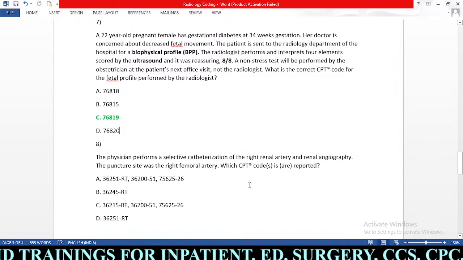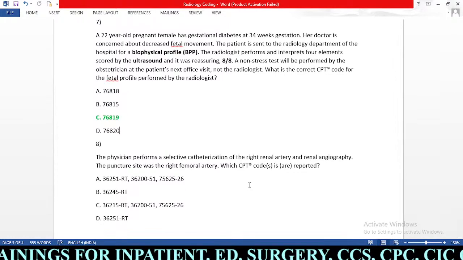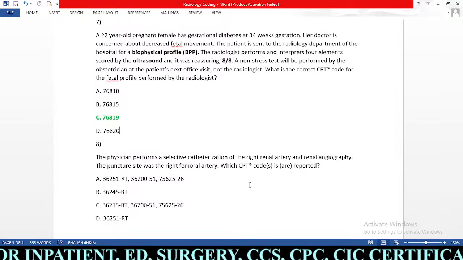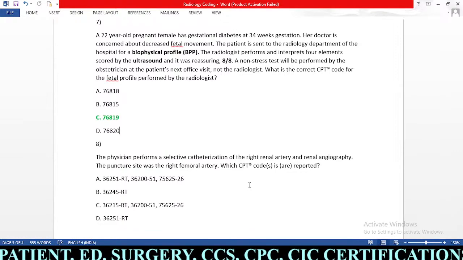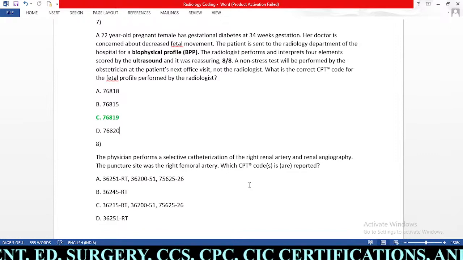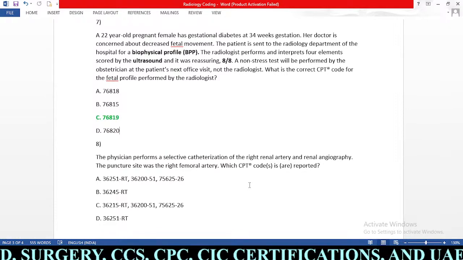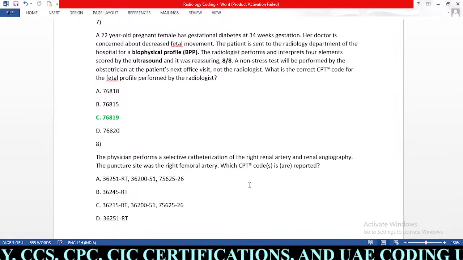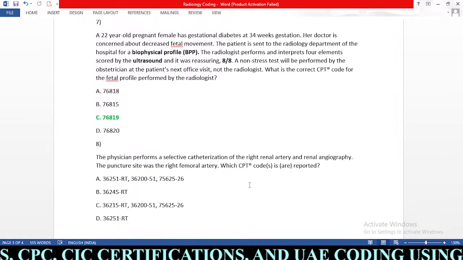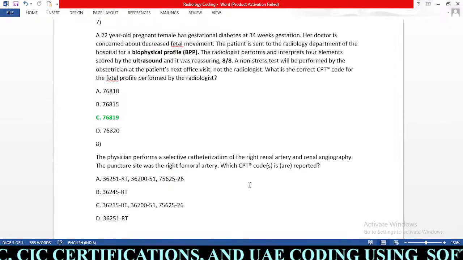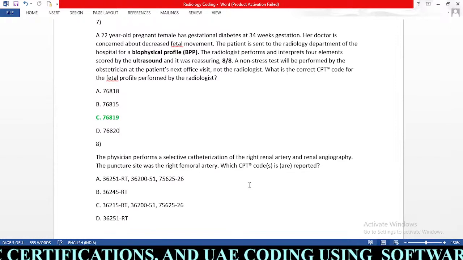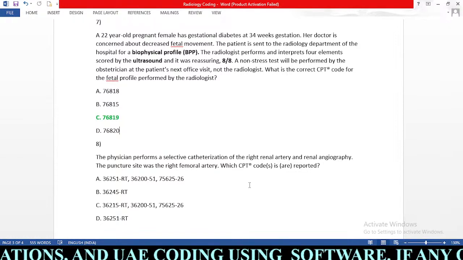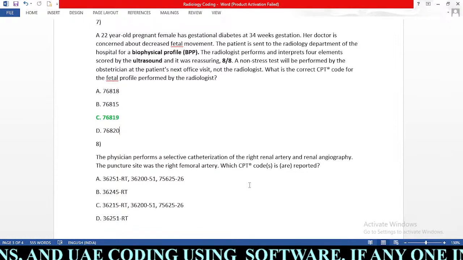Sanjay, our answer is C, 76819. 76818 is for with non-stress testing, but the physician did not mention anything related to stress testing. So we need to code without non-stress testing. As a coding rule, if the physician mentions it, we code it. If the physician did not mention it, it means without.